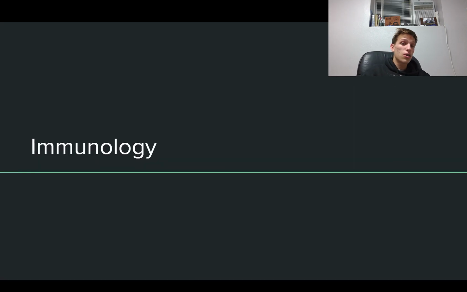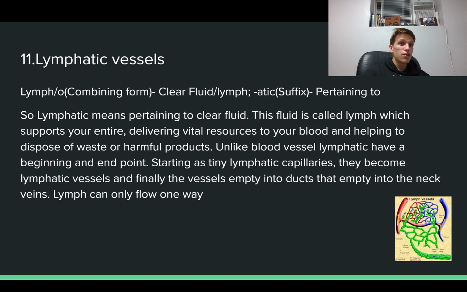So now we are on to immunology. Our first term from immunology is lymphatic vessels. So, lymphatic vessels pump a clear fluid called lymph through your system. Lymph supports your entire body and delivers vital resources to your blood and helps dispose of waste. Unlike blood vessels, lymphatic vessels have a beginning and end point, whereas blood vessels are just a loop.